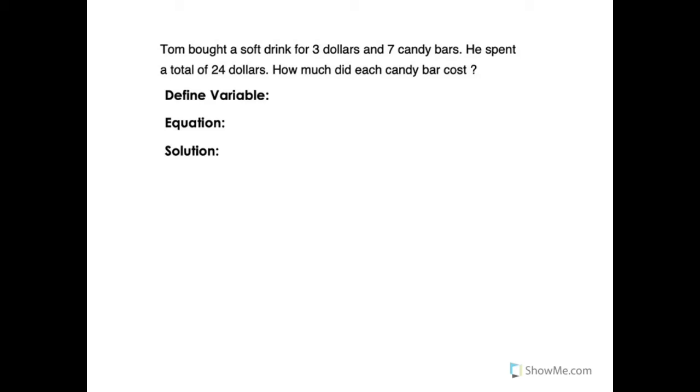Now, part of my instructions or part of the work that it's asking me to show are these three things. I need to define my variable, I need to write an equation, and I need to find my solution to the equation. So first I'm going to figure out what's the variable I'm going to use and what does it represent. Now I'm going to go to the question, and it says, how much did each candy bar cost? So I'm going to use C for my variable, and you can use any letter that you want. And I'm going to say that C is the cost of each candy bar.